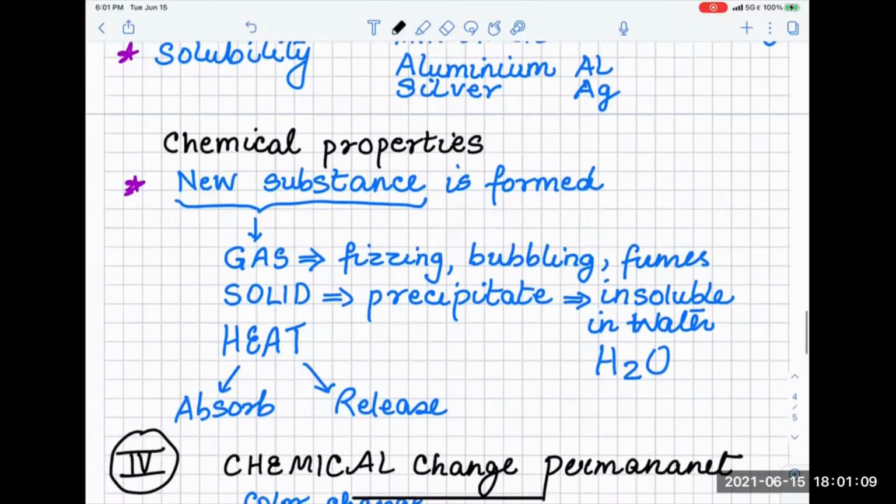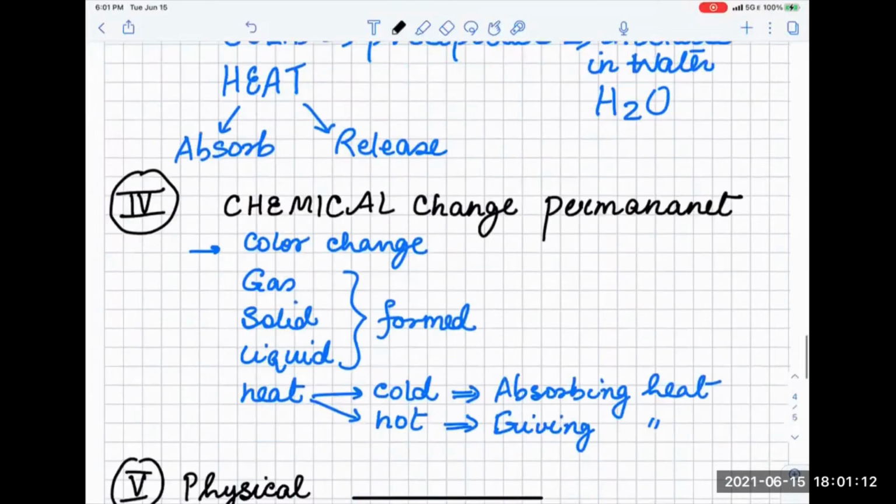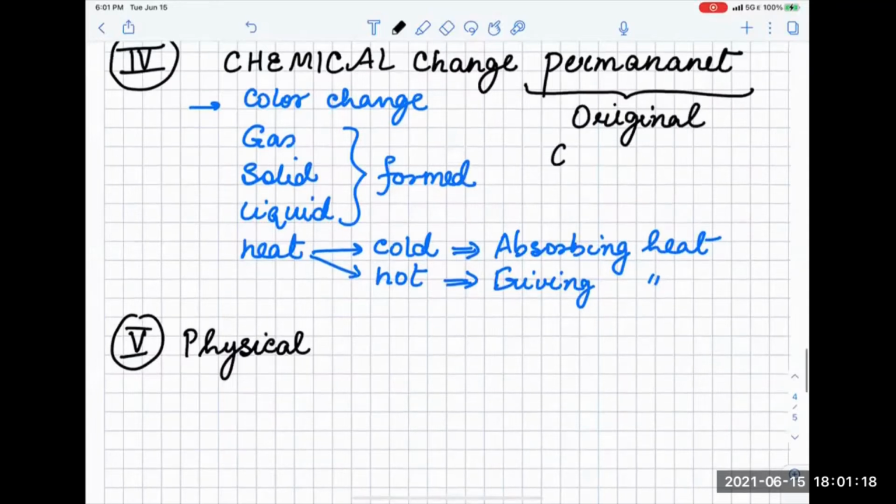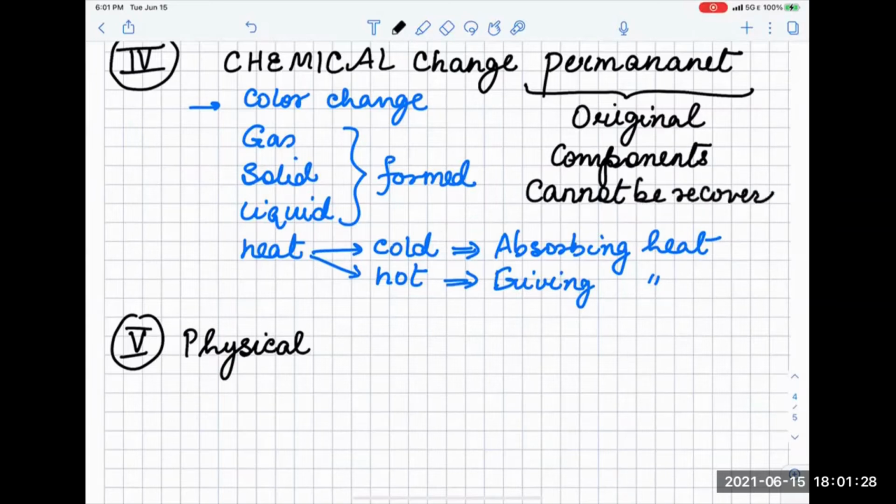So you cannot recover the original components. Original components cannot be recovered. This means they are just completely destroyed. You cannot get them back.